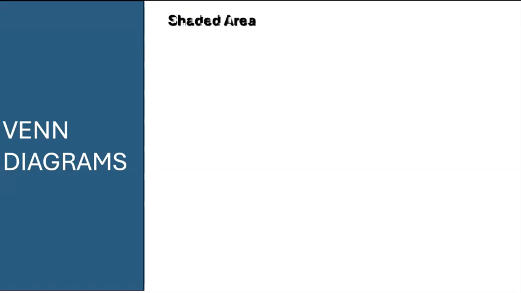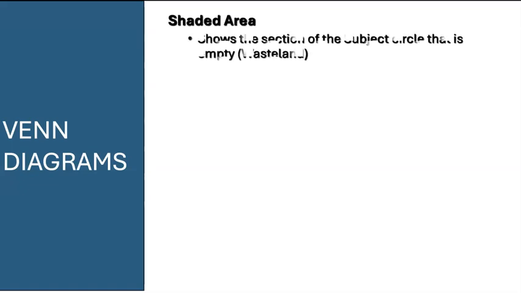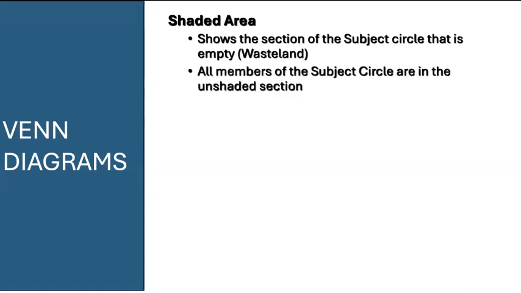with the Venn diagrams. So, for Venn diagrams, the shaded area shows the section of the subject circle that is empty, like a wasteland. Nobody lives there. Right? So this section is empty. All members of the subject circle would be in the unshaded section. So the circle has many sections, and we're saying any part that is shaded is known to be empty.